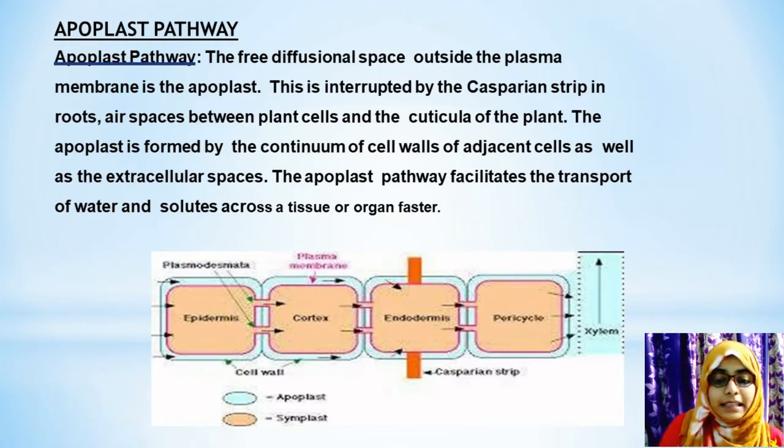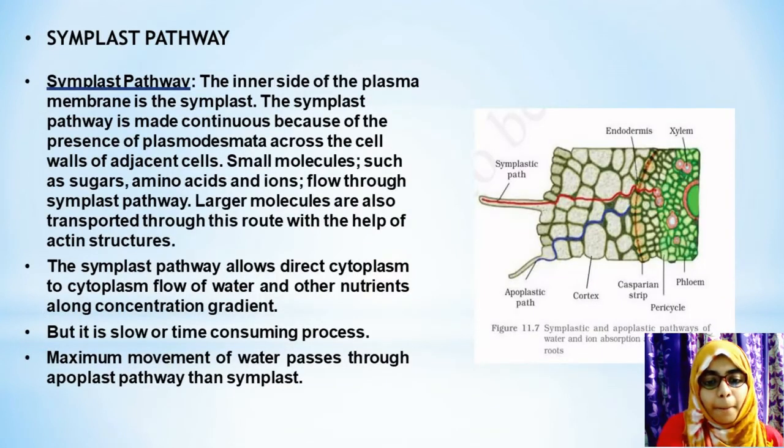Okay. Next, in the next slide, we can see the second pathway, called the symplast pathway. In the diagram you can see a blue line going here. That blue line is the apoplast pathway. The movement of water molecules is going through the cell wall, that is, through the plasma membranes of cells. It is not going through the inside of the cell. It is going from the cell wall of one cell to the other, only through the cell walls. That is called the apoplast pathway.